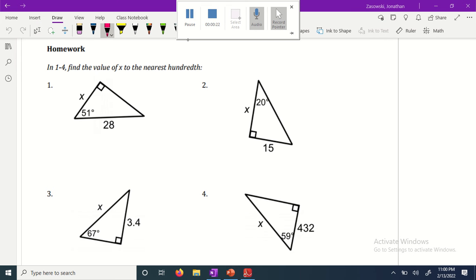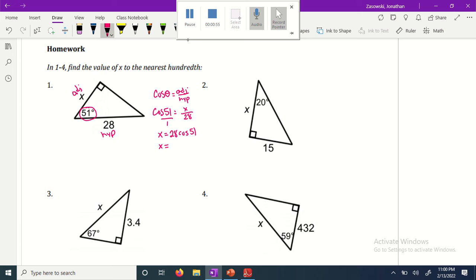Okay, hopefully you found your reference angle for the first step. Label our sides as adjacent and hypotenuse, and then chose our trig function, which should have been cosine. So cosine of our angle theta is equal to the adjacent over the hypotenuse. And then we're plugging in 51 for our angle measure, x for the adjacent, and 28 for the hypotenuse. So cross multiply here, x equals 28 times the cosine of 51.